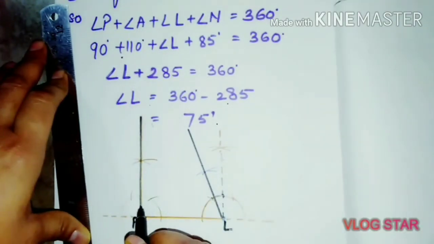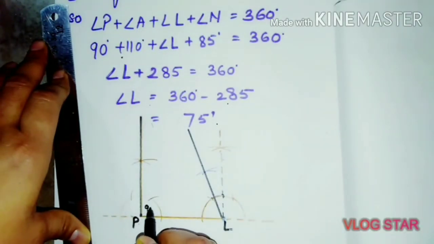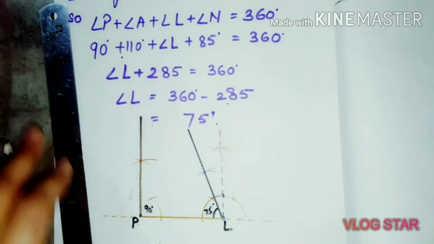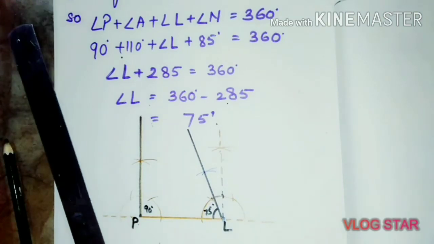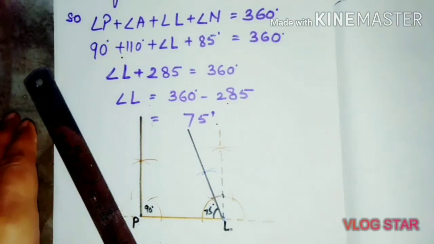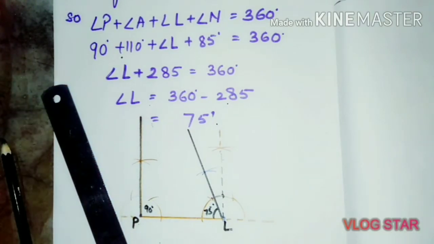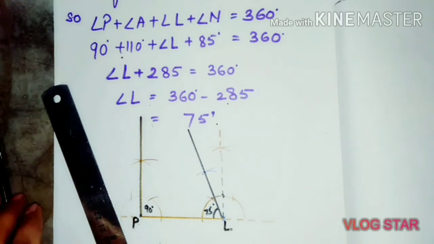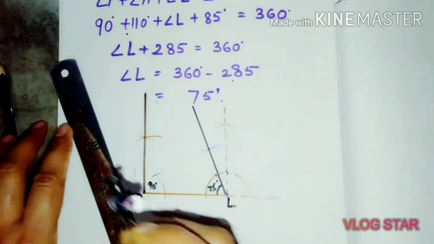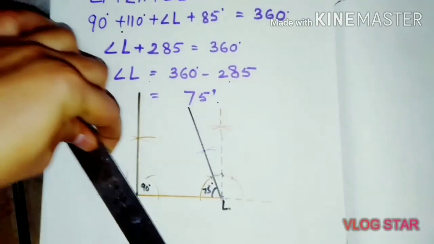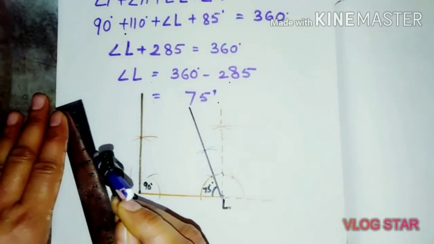Now you can see that at P a 90 degree angle is formed and at point L a 75 degree angle. Now it is given LA is 6.5 centimeter. So measure 6.5 centimeter from the scale. In the scale, measure 6.5 centimeter.